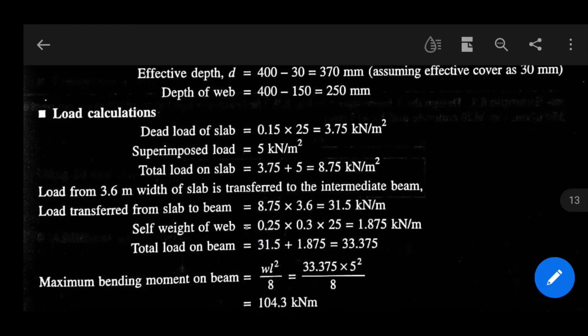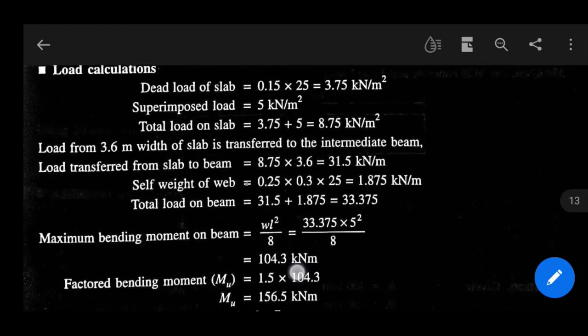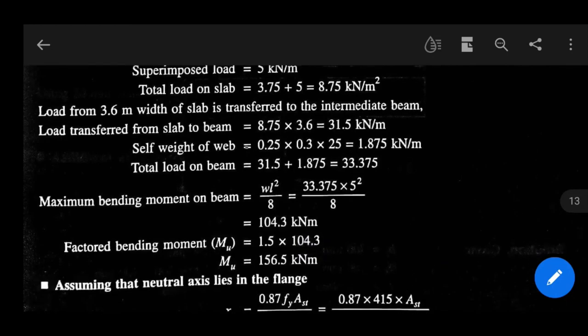Okay. Now maximum bending moment on beam for simply supported beam is WL square by 8, that is equal to 33.375 into 5 square by 8, that is equal to 104.3 kilonewton meter. Now you have to make it factored bending moment by multiplying the load factor. So Mu is equal to 1.5 into 104.3, that is equal to 156.5 kilonewton meter.